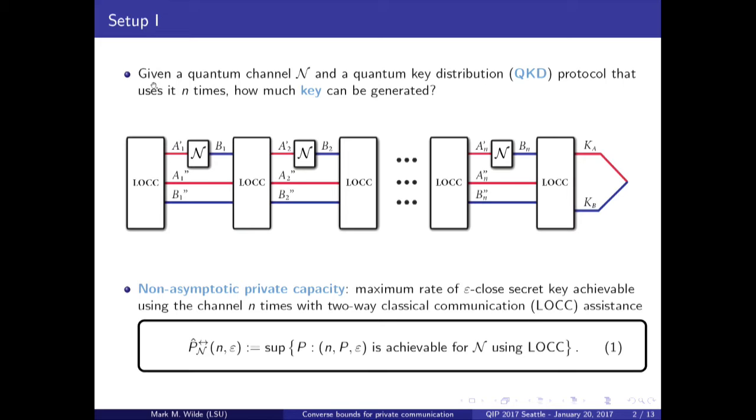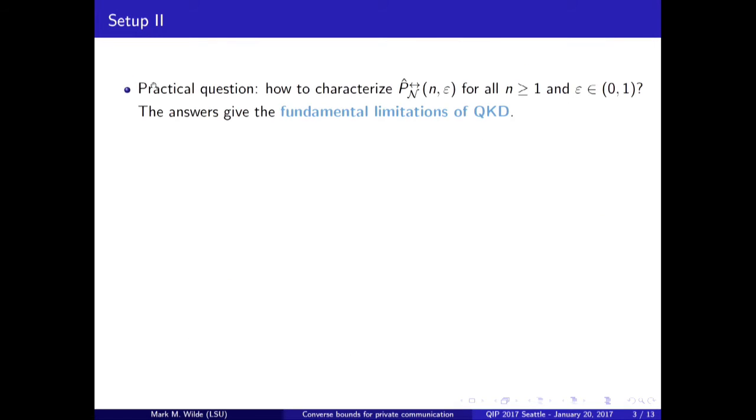I'll talk later about what I mean by secret key if there's time, but I think many of you have a sense of what this means. So we're just aiming to make a state that's close in fidelity to an ideal secret key state. Okay, and this is a practical question. Ideally, we'd like to be able to characterize this quantity, the double arrows denoting classical communication, and this quantity P sub n is what I described in the previous slide.